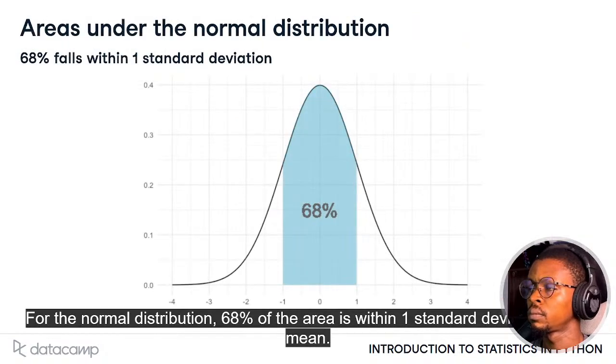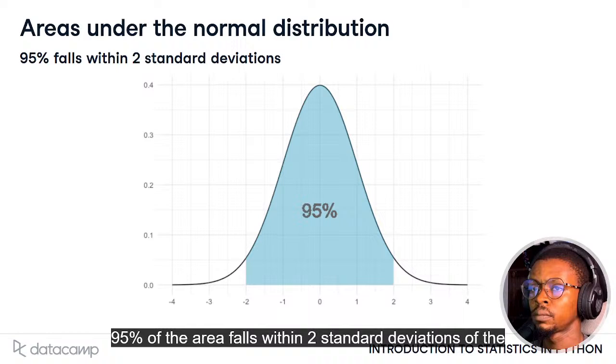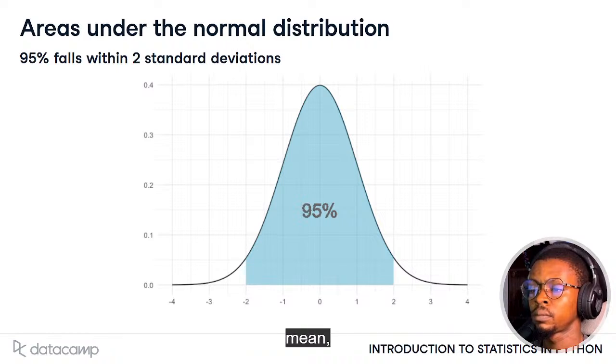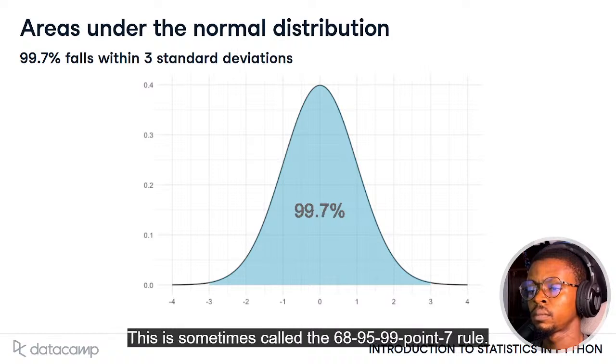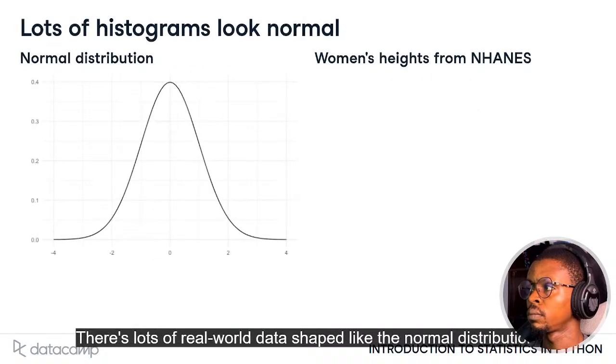For the normal distribution, 68% of the area is within 1 standard deviation of the mean. 95% of the area falls within 2 standard deviations of the mean, and 99.7% of the area falls within 3 standard deviations. This is sometimes called the 68-95-99.7 rule. There's lots of real-world data shaped like the normal distribution.